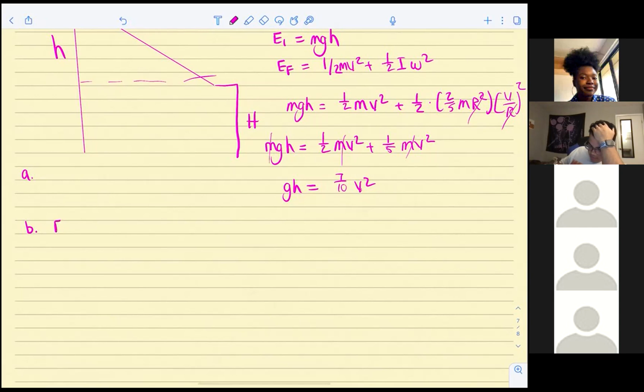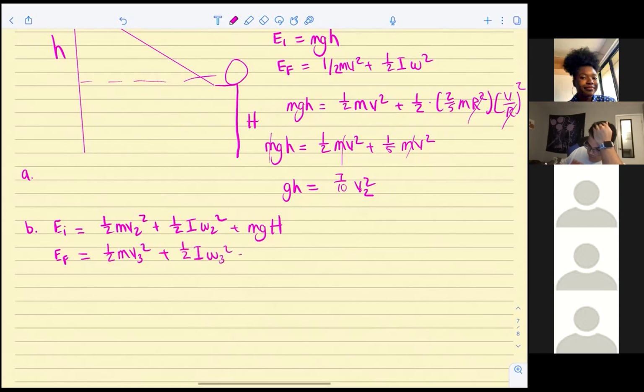Well, it's the same idea, right? You have E initial, E final, except your new initial is going to be your 1/2 m v squared, this v we're going to call v2, plus the rotational kinetic energy term, equals, plus mg and big H, right? Because you're here. 1/2 m v3 squared plus 1/2 I omega 3 squared plus 0, right?